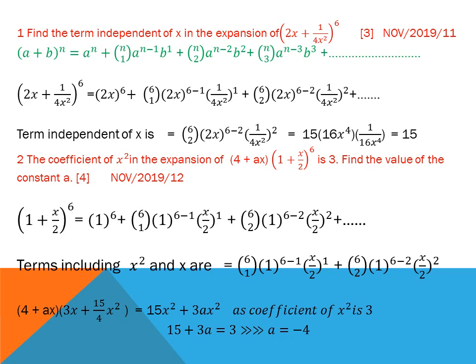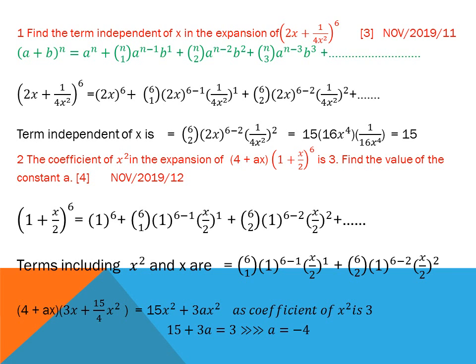Starting from question 1: find the term independent of x in the expansion of (2x + 1/(4x^2))^6. (a + b)^n is a form of binomial theorem. First of all, how should we expand this formula? a^n + nC1 a^(n-1) b^1, then nC2 a^(n-2) b^2, nC3 a^(n-3) b^3.